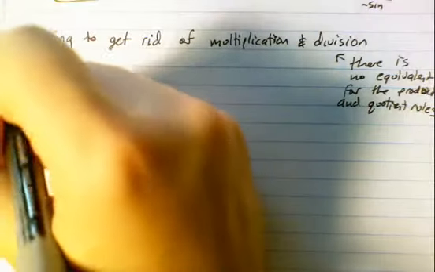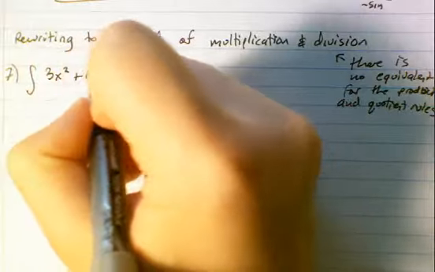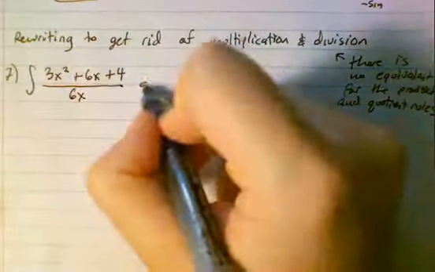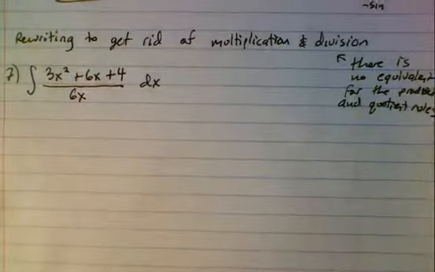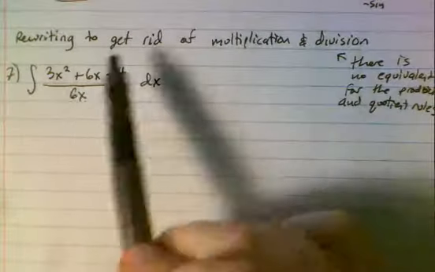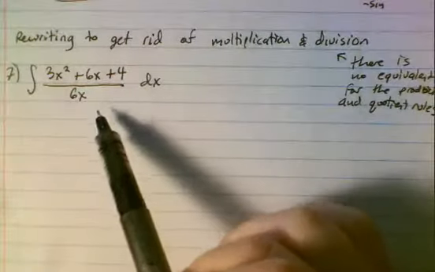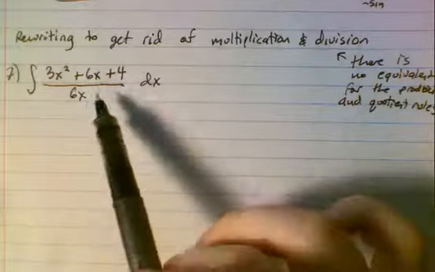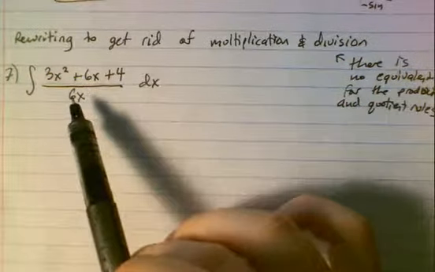So let's look at a problem like this. Say we're trying to take the antiderivative of 3x squared plus 6x plus 4 all over 6x. And our variable is x. Well, there isn't a quotient rule when we're doing the antiderivative, so what we want to do is rewrite this in a way that we can use one of our basic rules.